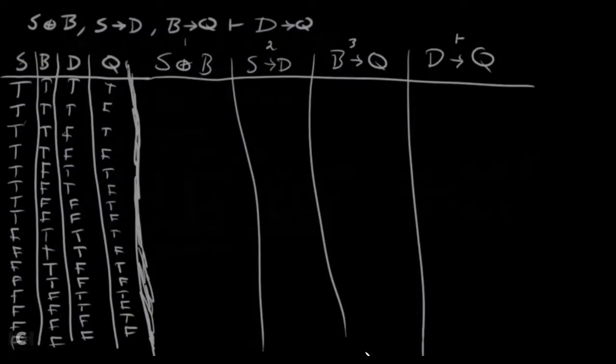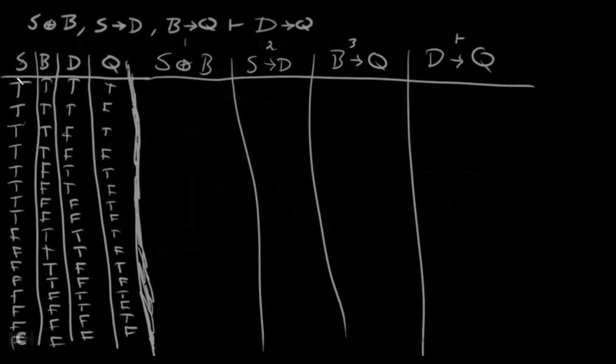So we've got our next argument here. It's S XOR B, S arrow D, B arrow Q. We're solving for D arrow Q. We want to see, is this argument going to work or not? It's got 4 variables. This is the largest kind of one we're going to do. If you have 4 variables, there's going to be 16 possible combinations of T's and F's. You notice it's all T's here, all F's on the bottom, and what you have in between, those other 14 lines, are all the other possible combos.